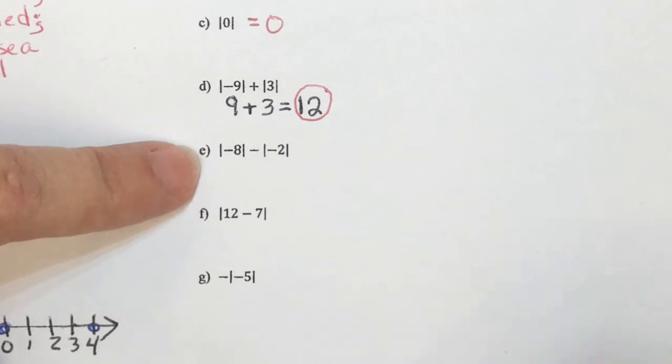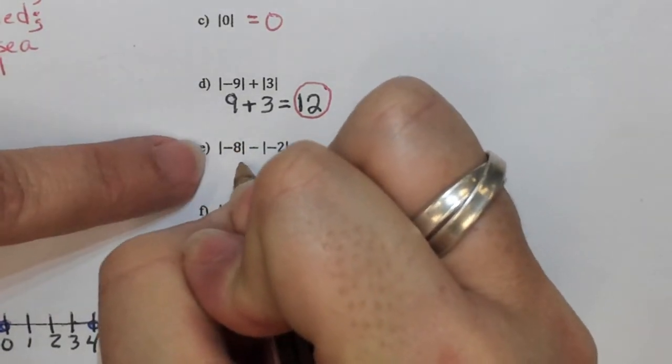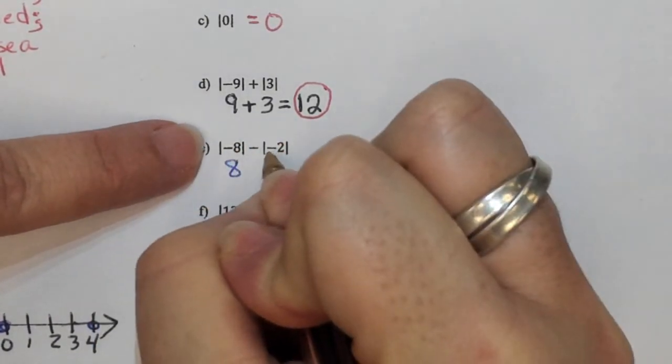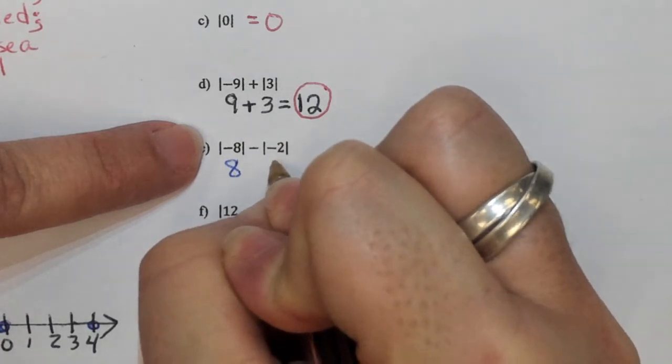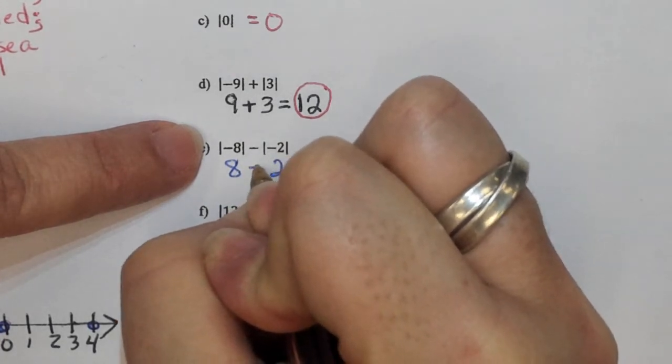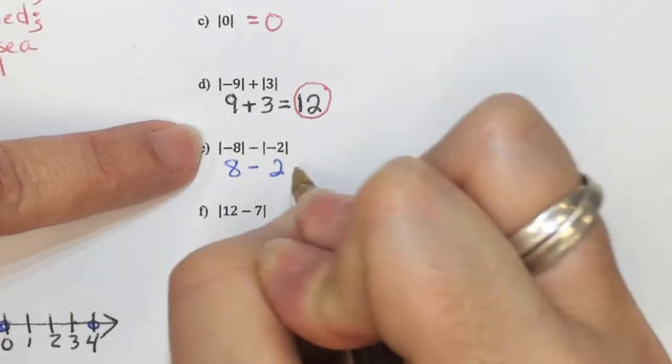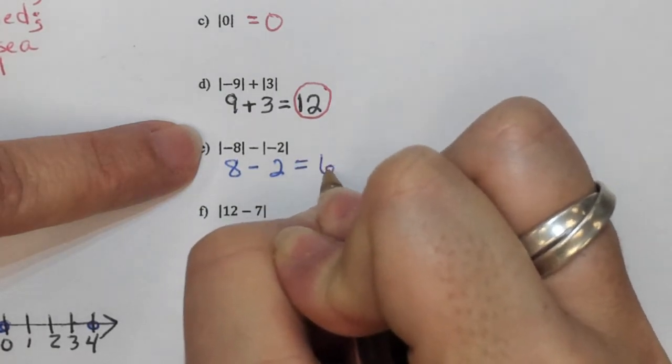Okay, like this one. The absolute value of negative 8 is 8. The absolute value of negative 2 is 2. Bring down the subtraction sign, and it equals 6.